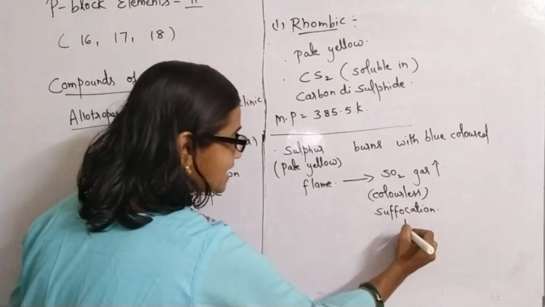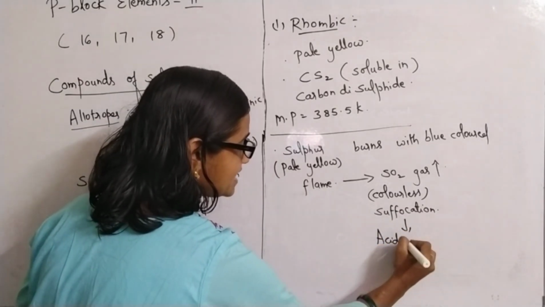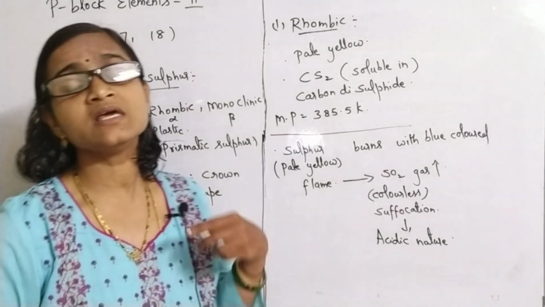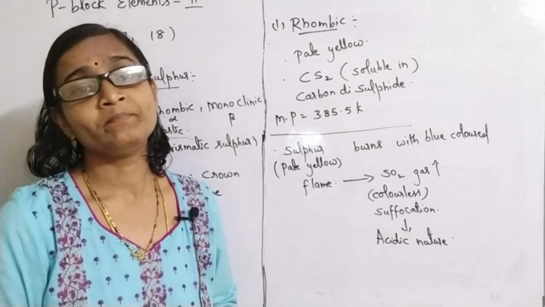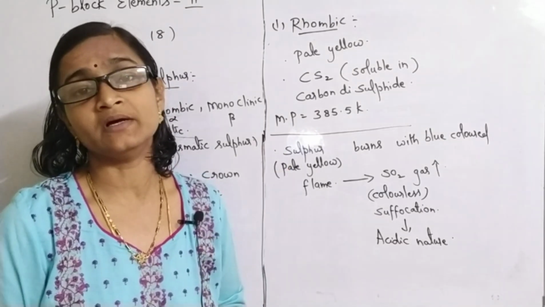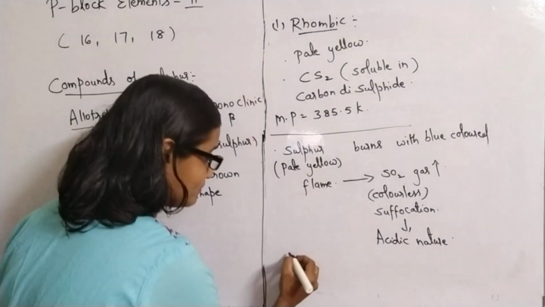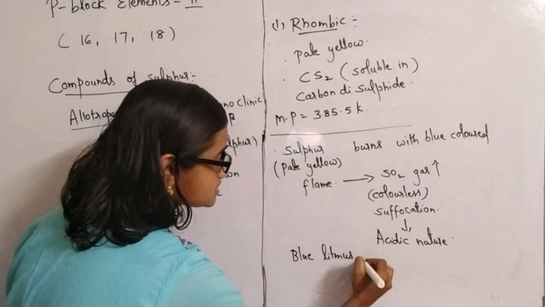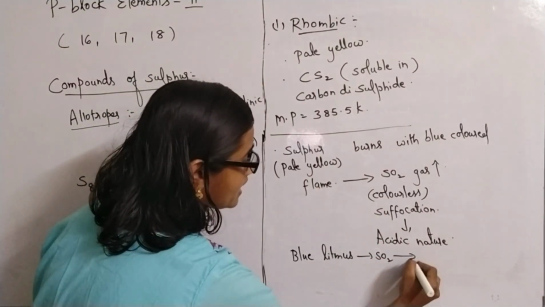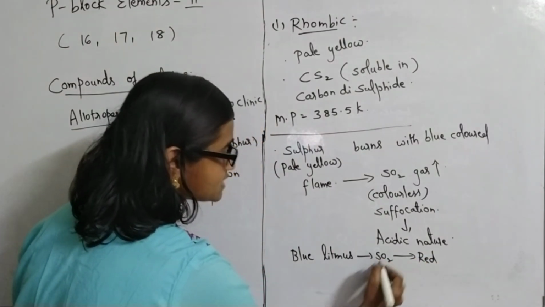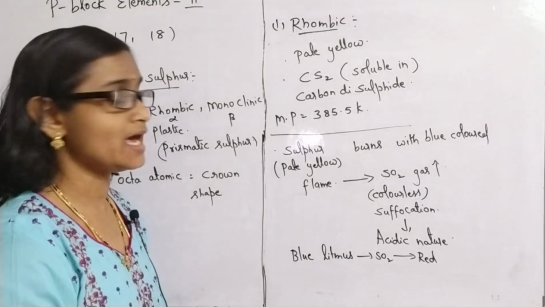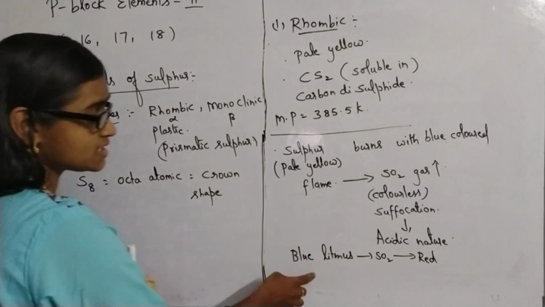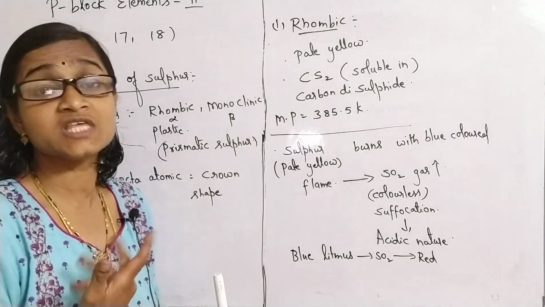Please remember, sulfur dioxide is highly acidic in nature. That's why it turns blue litmus paper to red. If you expose the vapors of sulfur dioxide to a blue litmus paper, it immediately turns blue litmus to red, which shows that sulfur dioxide is acidic in nature, highly acidic in nature.